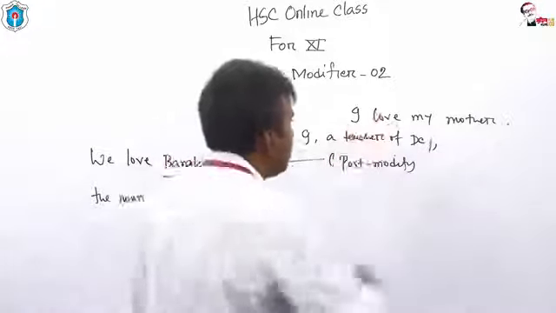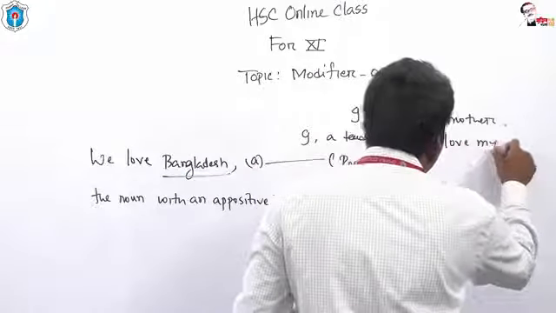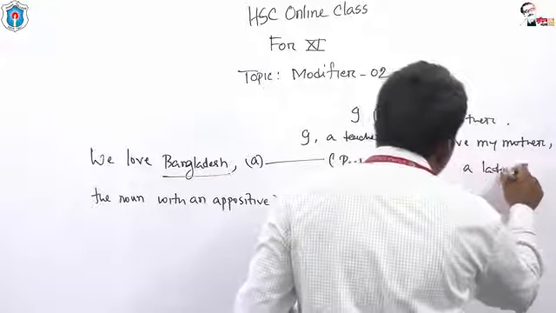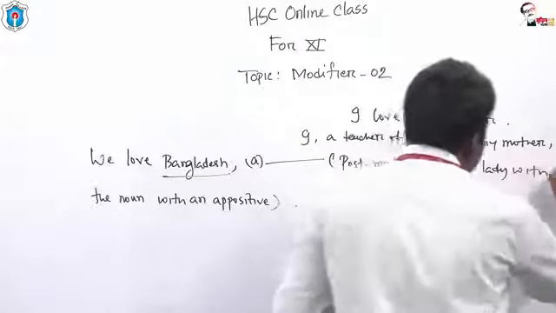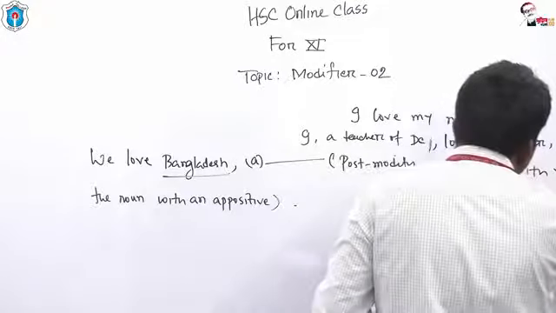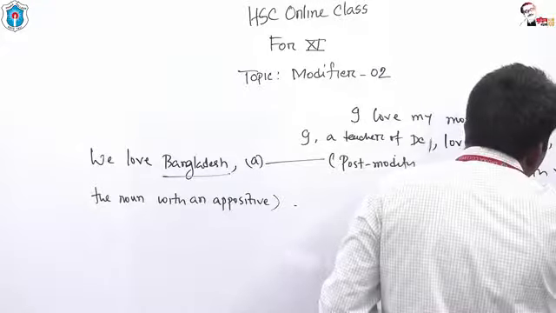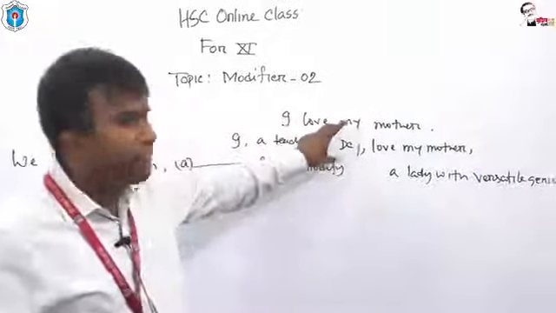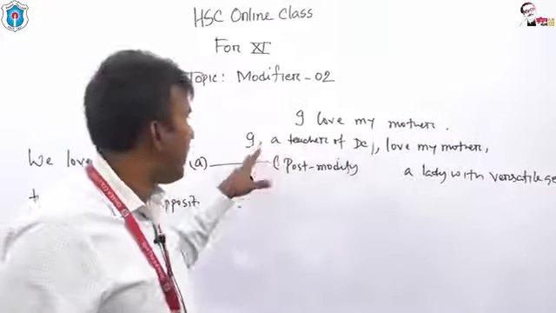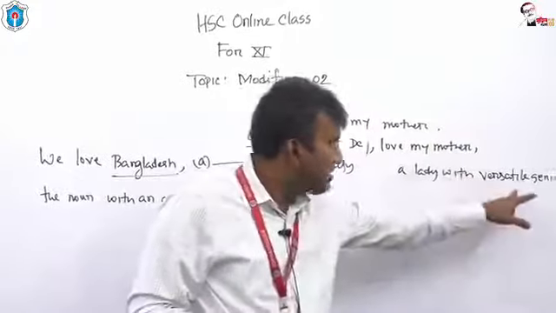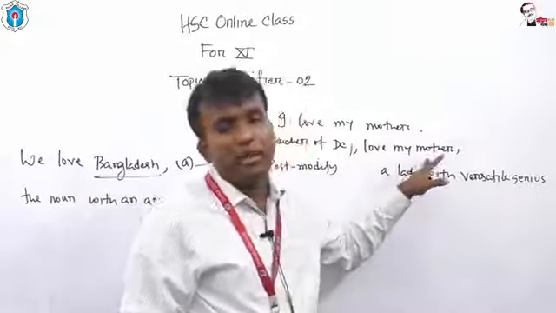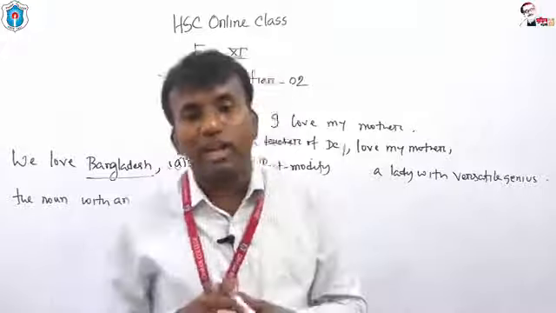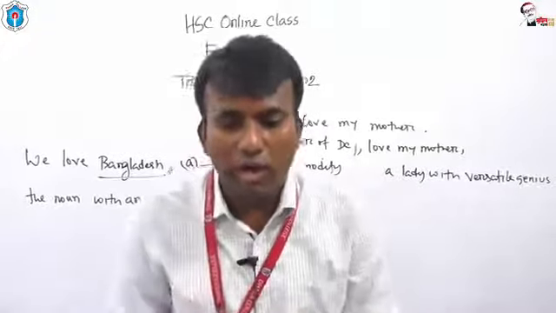I, a teacher of DC, love my mother, comma, a lady with versatile genius. Here, a teacher of DC is an appositive of I. Here, a lady with versatile genius is also an appositive of my mother. Okay. Here, in the appositive part, you are not allowed to use any kind of clause. Try to use a noun or noun phrase.